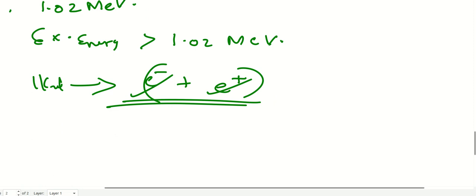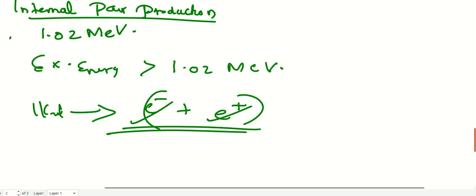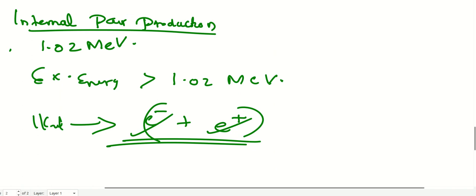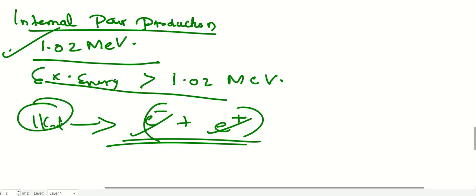Next, the thing internal pair production, is it clear? The thing is, the excitation energy is greater than 1.02 MeV. Then the nucleus can de-excite by emitting electron plus positron pair. This is called internal pair production. Next, we are studying about the beta decay. Okay, these things are very important in nuclear physics concepts.